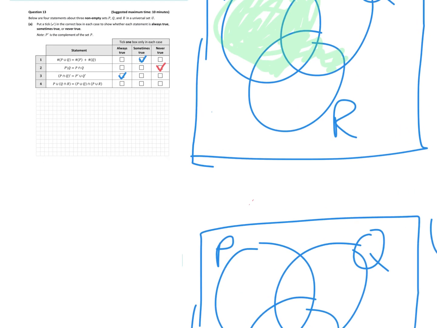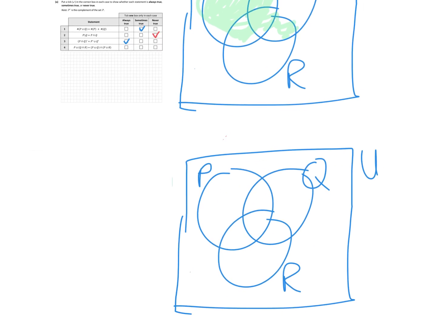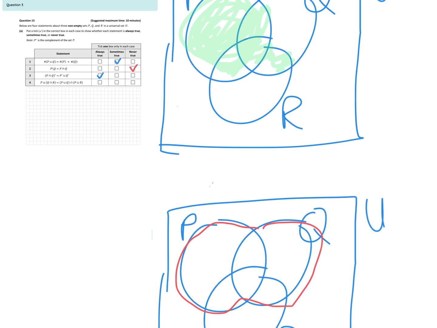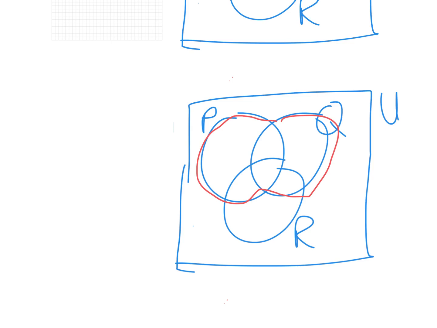So let's look at P union Q first of all. P union Q is going to be this set here. P and Q joined together into a big mega set. P union R is going to be P and R joined into a mega set. And we need to look at the intersection between those 2 sets. Where do they overlap? So this part is in both. This part is in both. This part is in both, and this part is in both. So the overlap is going to look like this.